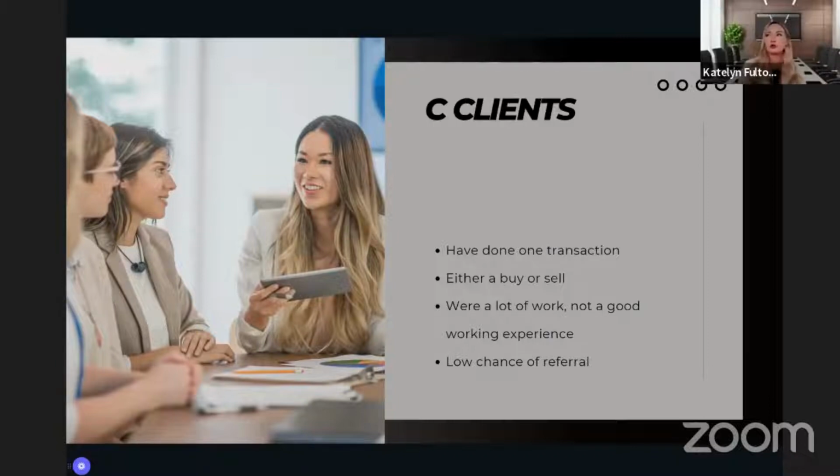Whenever your phone would ring, you'd be like, oh my gosh, you get anxiety from thinking about talking to these people. And there's probably a pretty low chance of referrals. I still want to keep these people in our database, but these are not going to be people that you're going to focus your energy on.